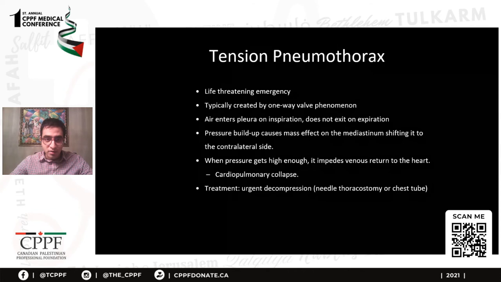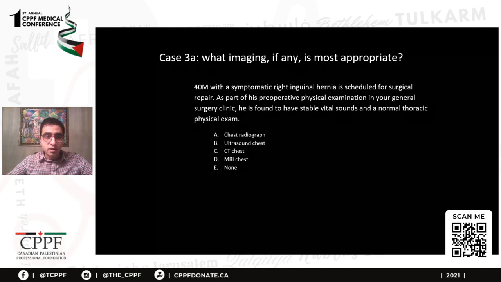All right. So let's do the next case. You have a 40-year-old male with a symptomatic right inguinal hernia who is scheduled for surgical repair. As part of his preoperative physical examination in your general surgery clinic, he's found to have stable vital signs and a normal thoracic physical exam. What imaging, if any, is most appropriate? Chest radiograph, ultrasound of the chest, CT of the chest, MRI of the chest, or none of the above? You have 30 seconds.